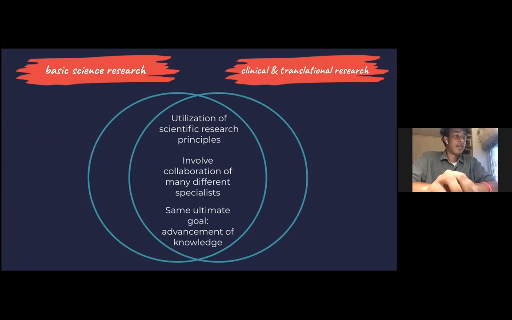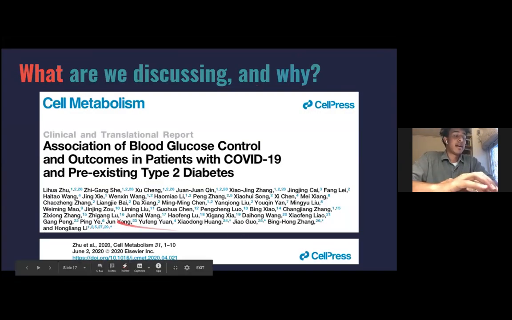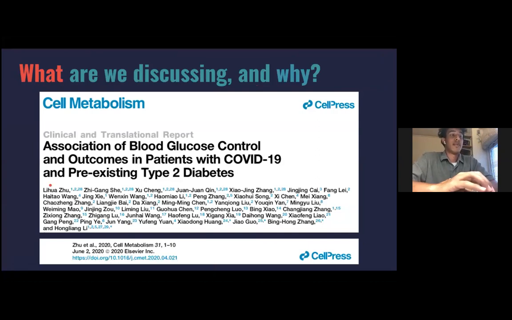Okay, so going back to the paper a bit, I kind of just want to dissect this title. So again, it's the association of blood glucose control and outcomes in patients with COVID-19 and pre-existing type 2 diabetes. So what this title is basically saying is that it's presenting research about the outcomes in patients that have type 2 diabetes that contract COVID-19. And this word association just means that the authors are attempting to compare two groups and find some sort of correlation between them. In this case, those things being COVID-19 and type 2 diabetes.